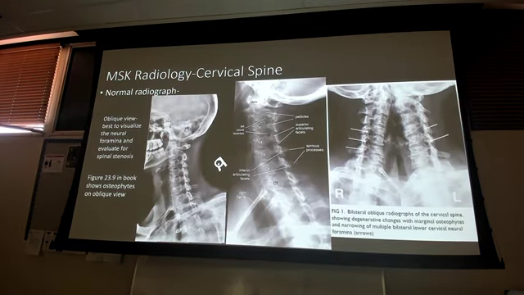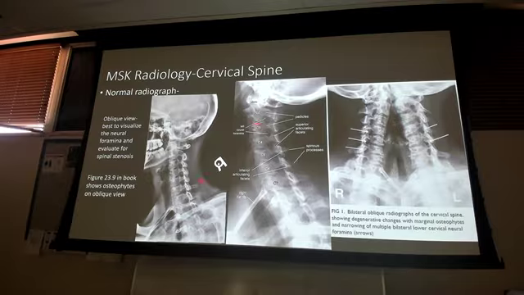You can get these obliques. The obliques do a really good job of showing you the intervertebral foramen, right here. These nice open intervertebral foramen all kind of sitting there. We're going to look at, well actually we got it right here. You can see the difference.